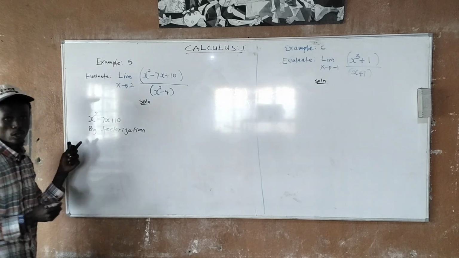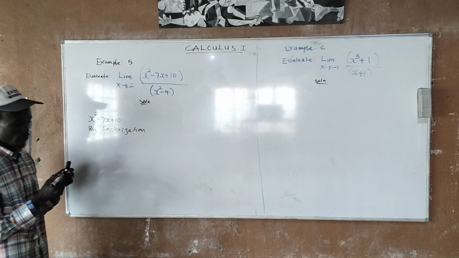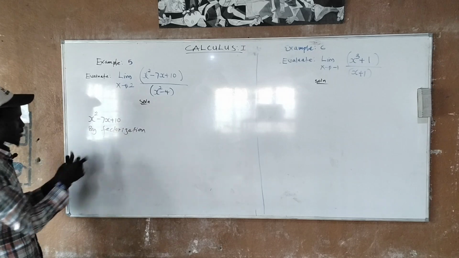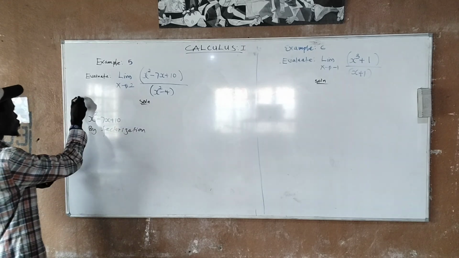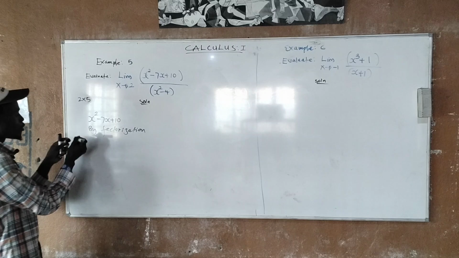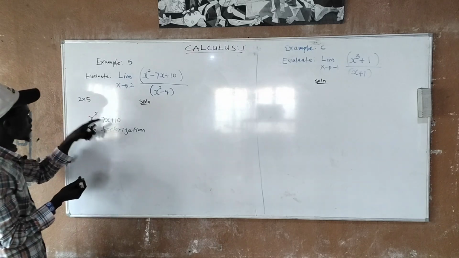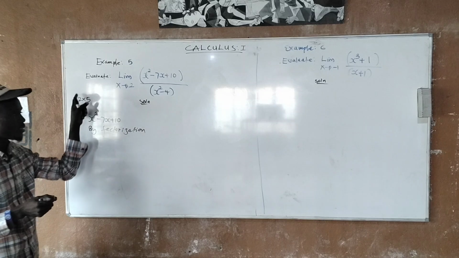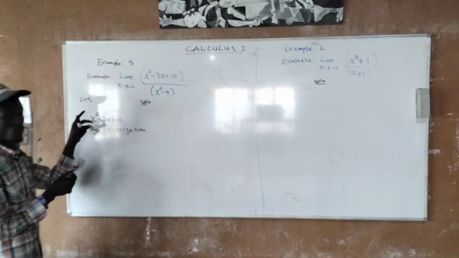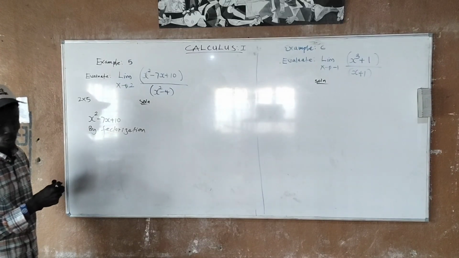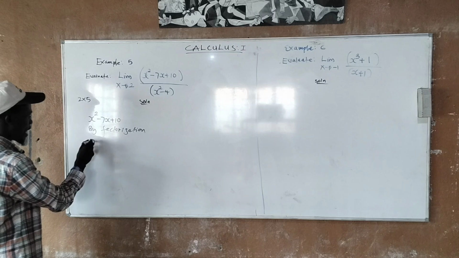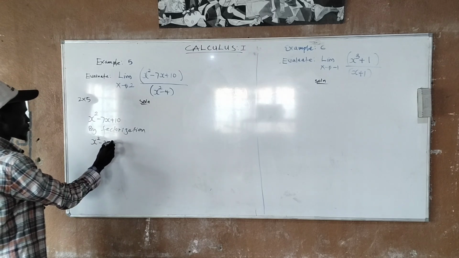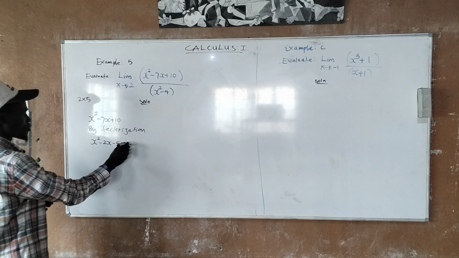Now here we are going to use two numbers. If you multiply the two numbers, you get 10, and if you add them, it gives you 7. If you use 2 and 5, we know 2 times 5 is 10, and 2 plus 5 gives you 7. So these are the two numbers we are going to use to factorize this quadratic. Now we say x squared minus 2x minus 5x plus 10.